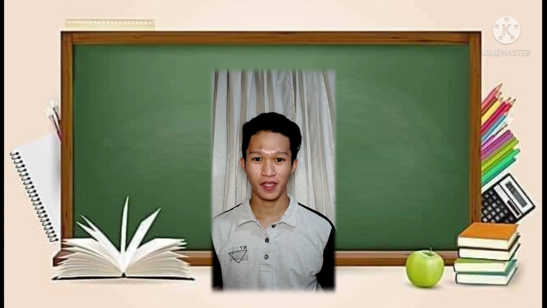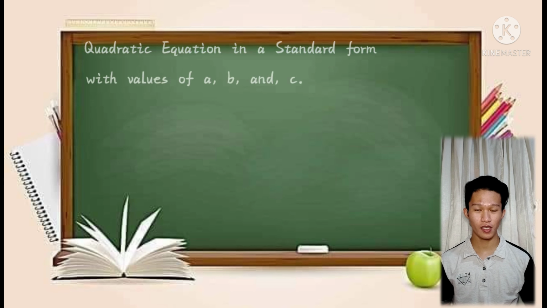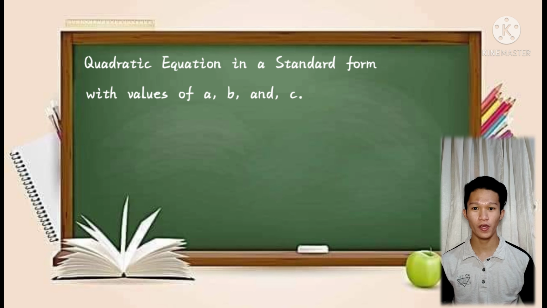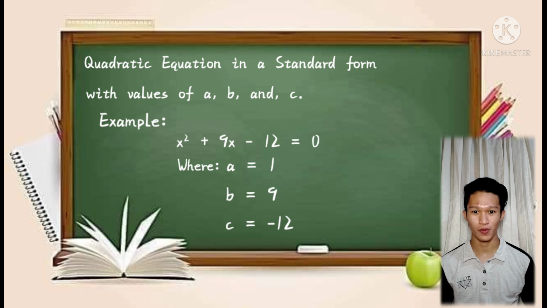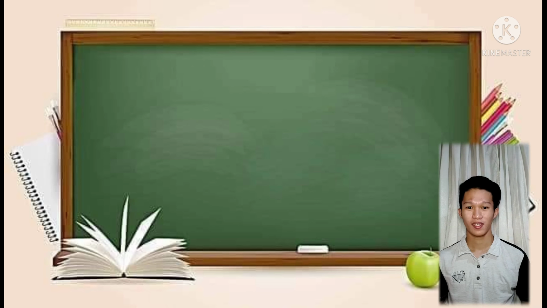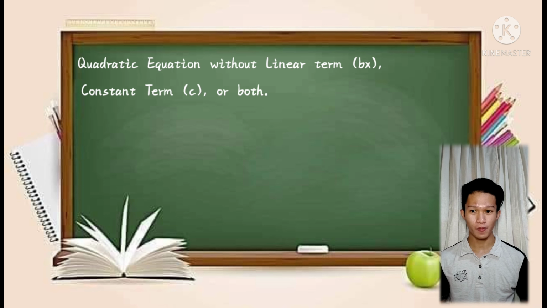There are three different kinds of quadratic equations. First, a quadratic equation in standard form with the values of a, b, and c. Example, x squared plus 9x minus 12 is equal to 0, where a is equal to 1, b is equal to 9, and c is equal to negative 12.